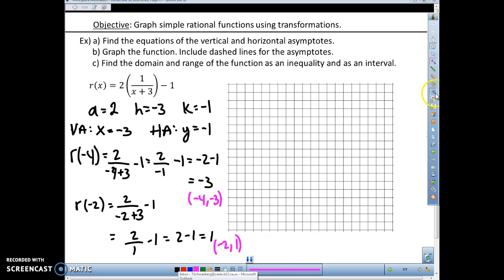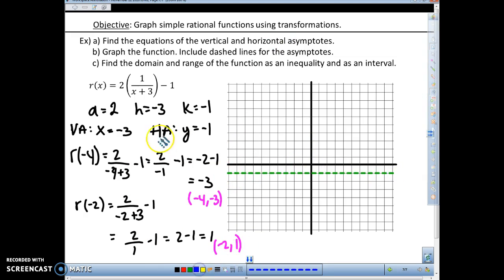Okay, I'm going to go ahead and now graph. I'm going to get my x and y axis going here. So I'm going to plot the y-axis, x-axis, and now I will do my horizontal asymptote. Y equals negative 1, that is down here. And my vertical asymptote, x equals negative 3, that's over here, 1, 2, 3. Okay, and I'm going to plot my 2 points, negative 4, negative 3, 1, 2, 3, 4, down 1, 2, 3. And negative 2, 1, so 1, 2, up 1.